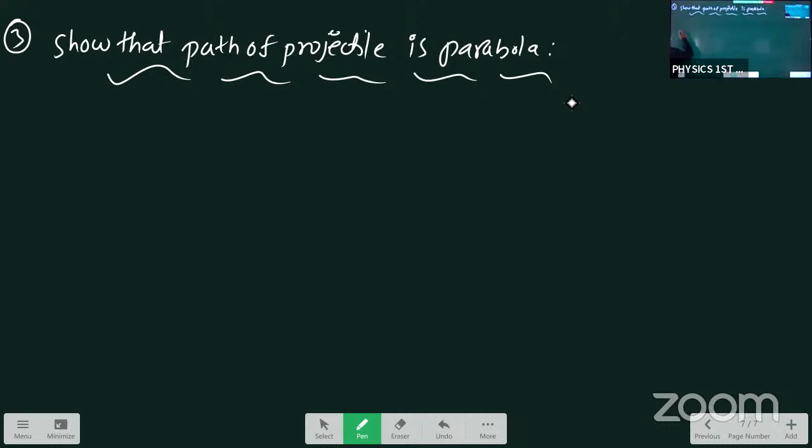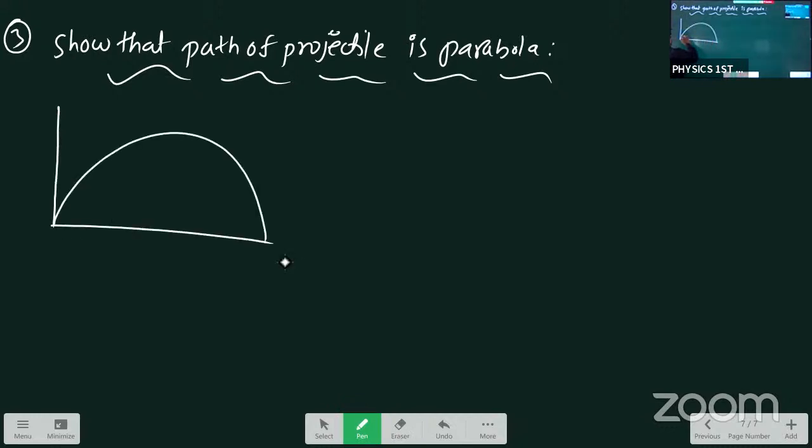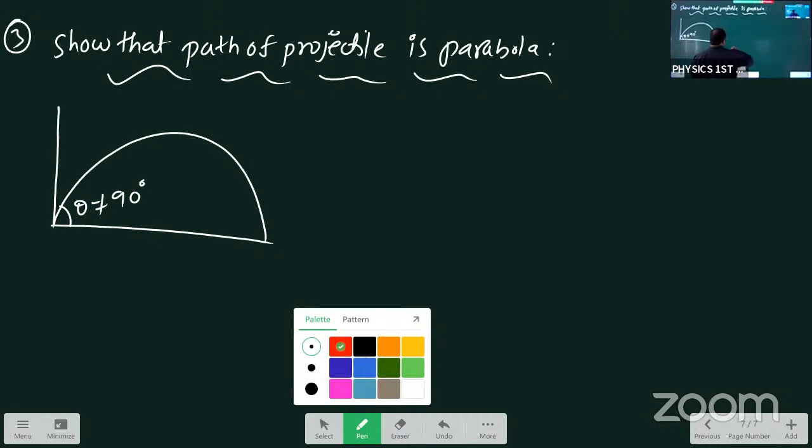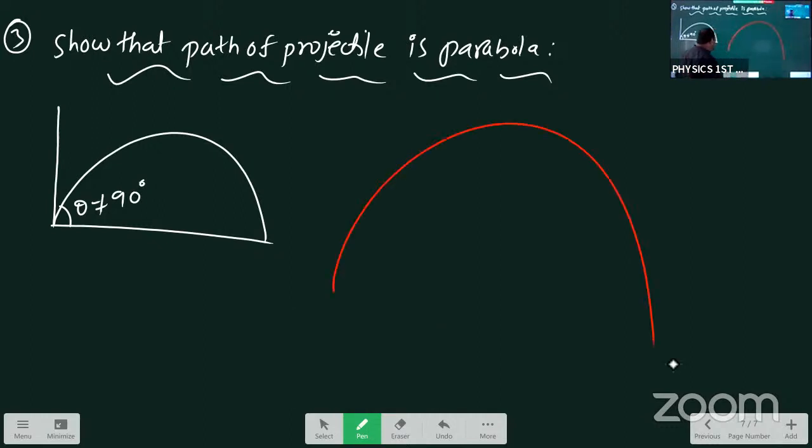First, parabola. Before parabola, what is the meaning of projectile? You see here. This is a projectile. Majority of students watch cricket matches. In a cricket match, graphics for a 6 show a path like this. This is nothing but a projectile.